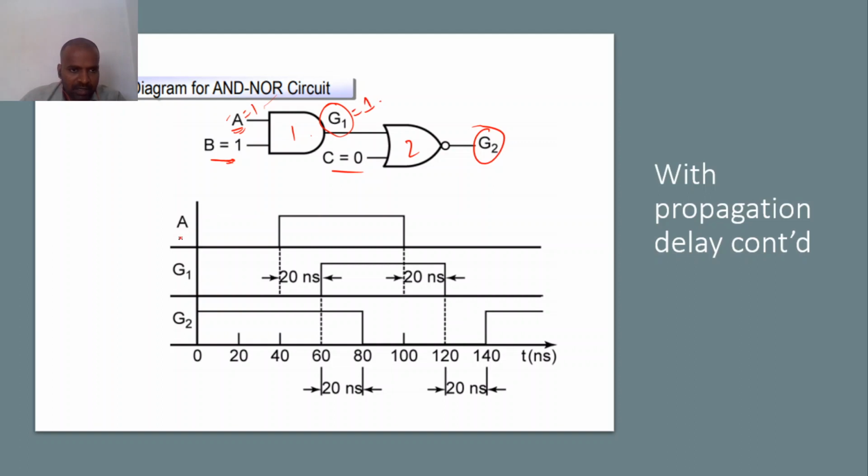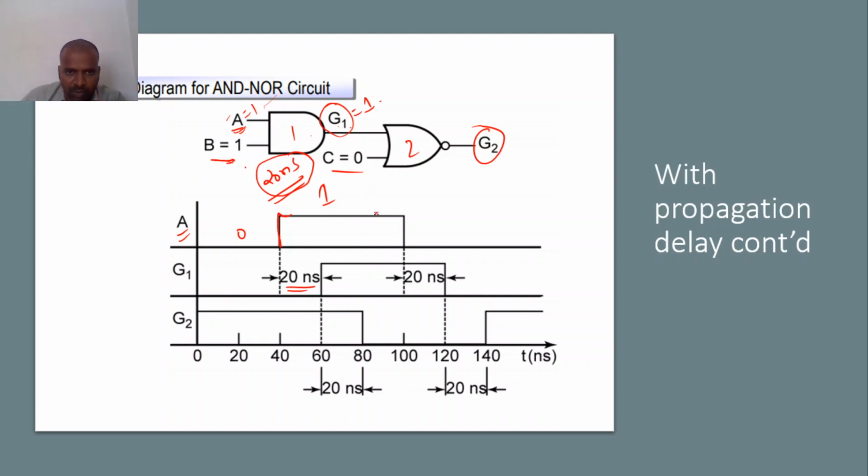Have a look at this. A value is equal to 1, I am going to change from here. At this point, I am going to change A value to 1. B is already 1, now A is 1, so G1 value is equal to 1. But this G1 has a 20 nanoseconds time delay, which means G1 will produce the result 20 nanoseconds after A is changed. So see, this is the 20 nanoseconds time delay.